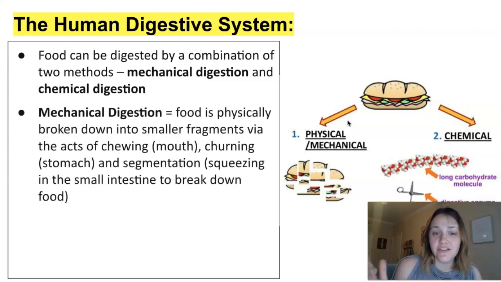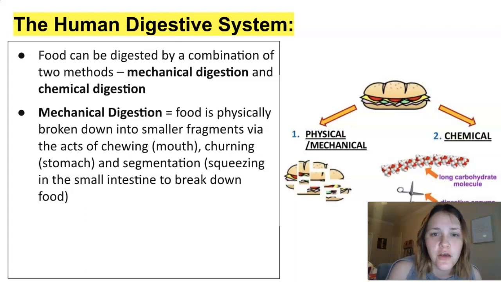So mechanical digestion, this is when food is physically broken down into smaller fragments through the acts of chewing with your mouth, churning in the stomach. So when your stomach is grumbling, it's actually physically moving the food. And then segmentation. Segmentation is when your small intestine squeezes the food and it actually breaks down the food.